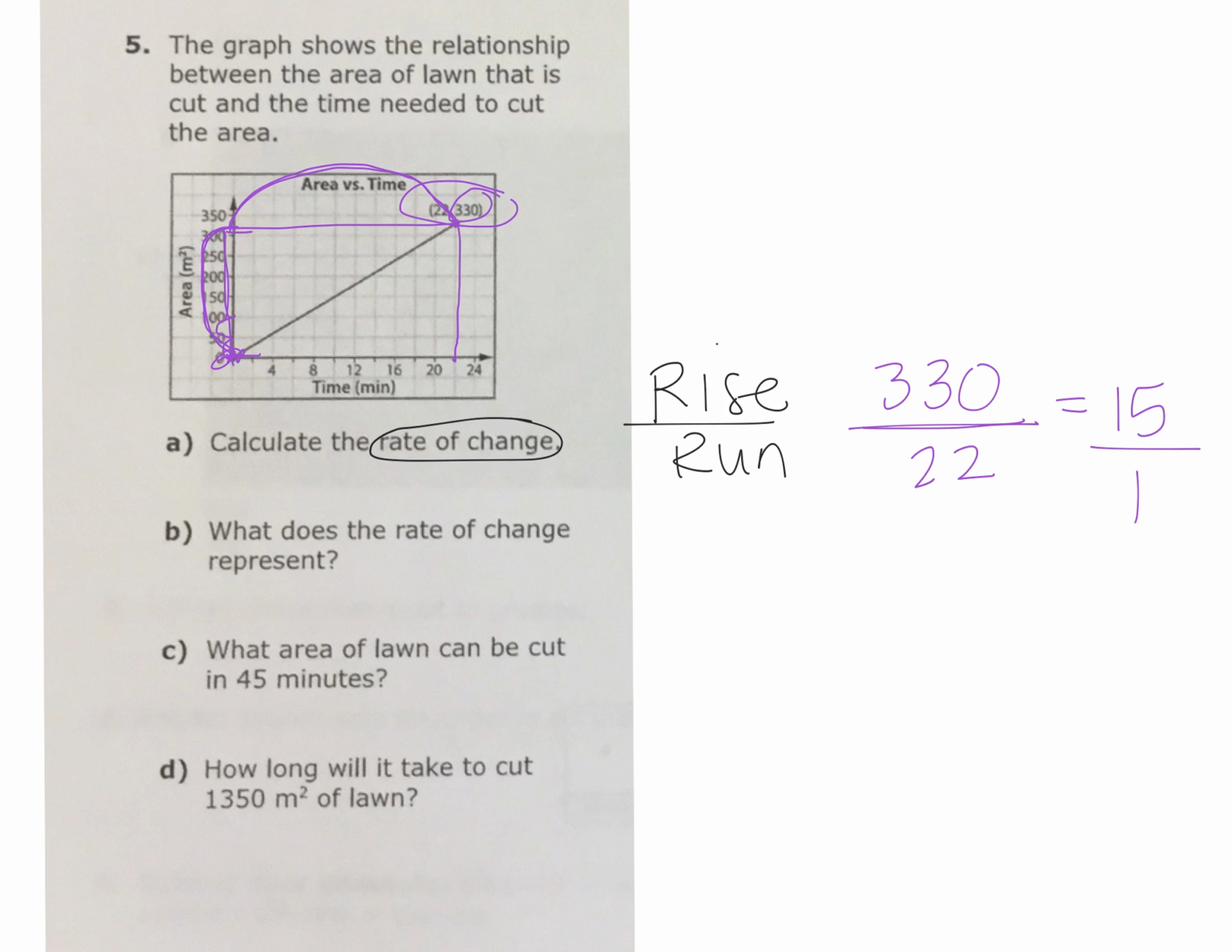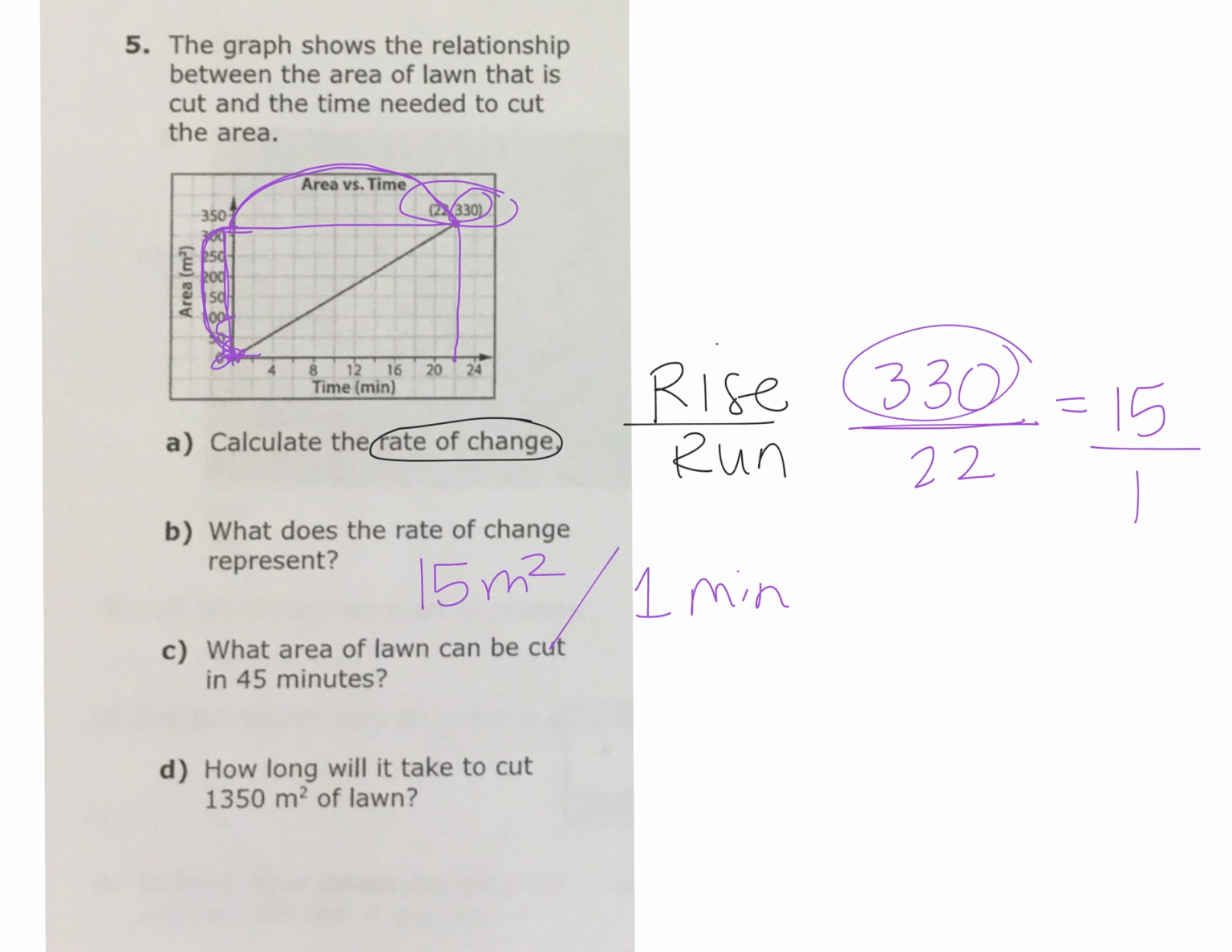What that means is that 15 meters squared for every 1 minute. So for every minute, they are cutting 15 meters squared of grass. That's what that means. Okay? Per minute, yes. 15 meters squared per 1 minute. They cover 330 meters squared in 22 minutes, so it's 15 meters squared in 1 minute.